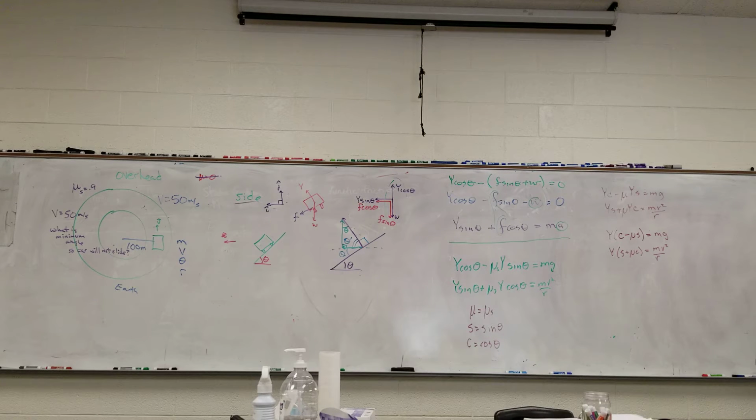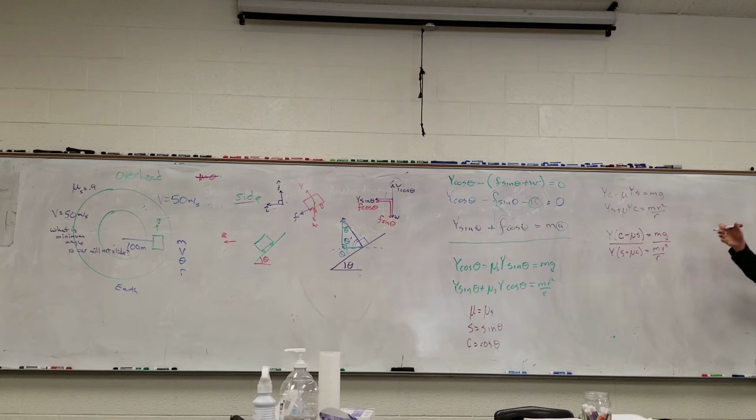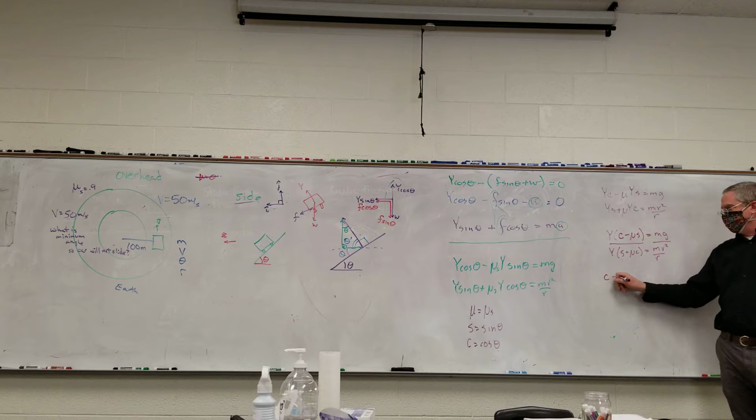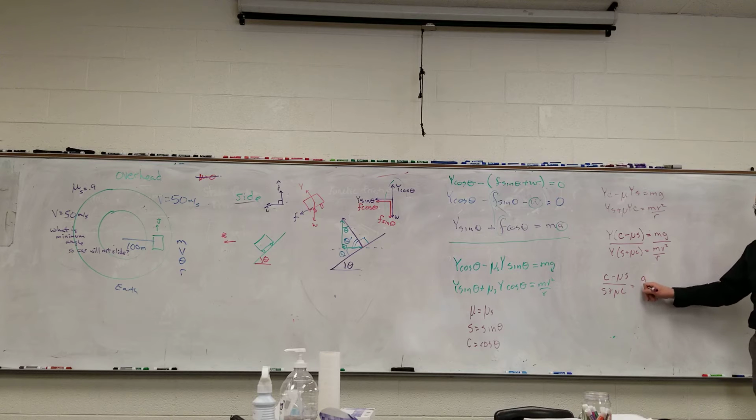Now to get rid of y's, I could solve for y and then plug in, or save a step and just divide, just like I did before. My y's cancel out. I don't get tan theta though. That's what makes this more of a nuisance. And then we end up with gr over v squared.